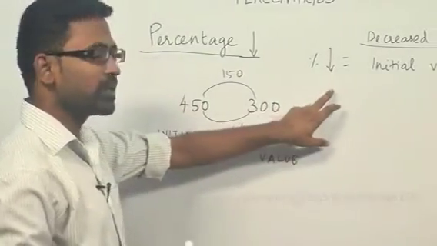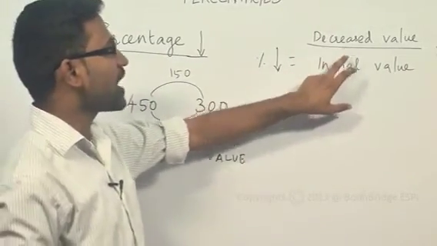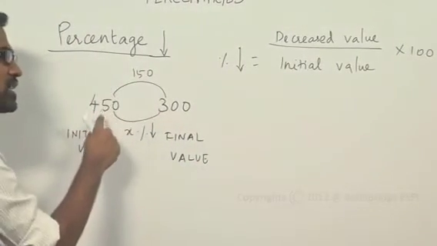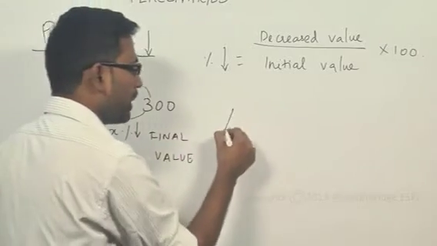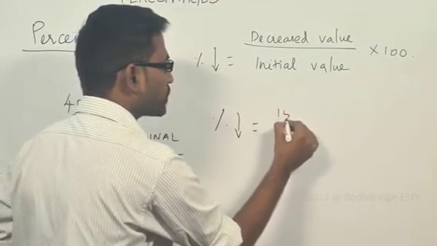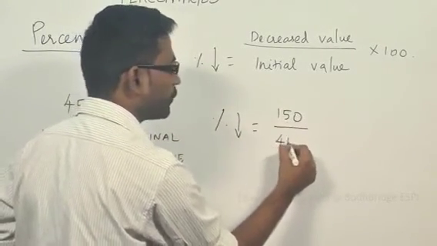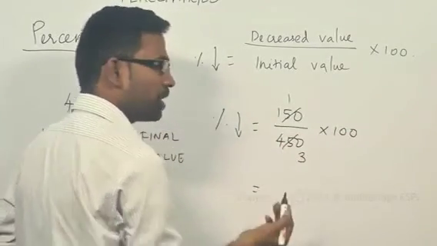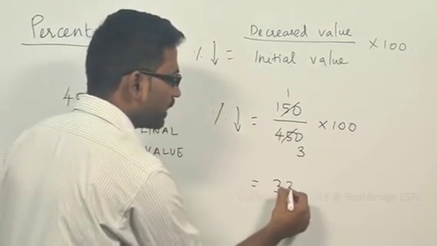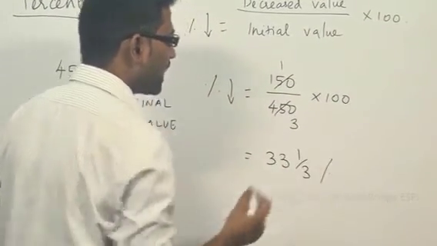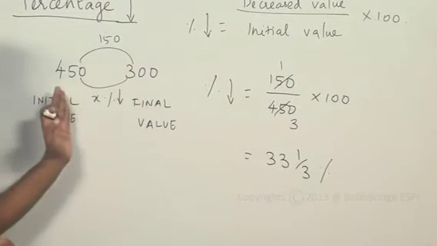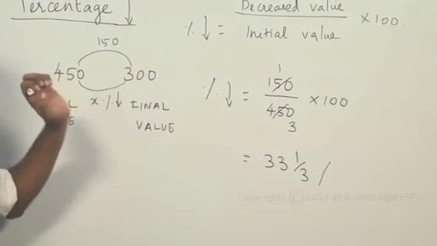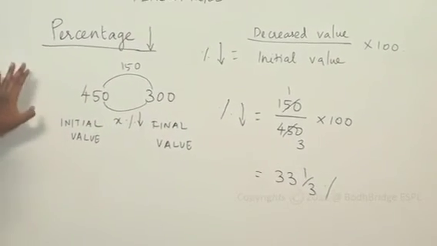As the formula, percentage decrease is given by decreased value by initial value into 100. As we know, the decreased value is 150, the initial value is 450. Percentage decrease is 150 by 450 into 100. So this is simplified as 1 by 3. As we know from the standard reference table, that is 33 1 by 3 percentage is the answer for this problem. That is 33 1 by 3 percentage decrease happened from 450 to become 300. So this is the example for percentage decrease.